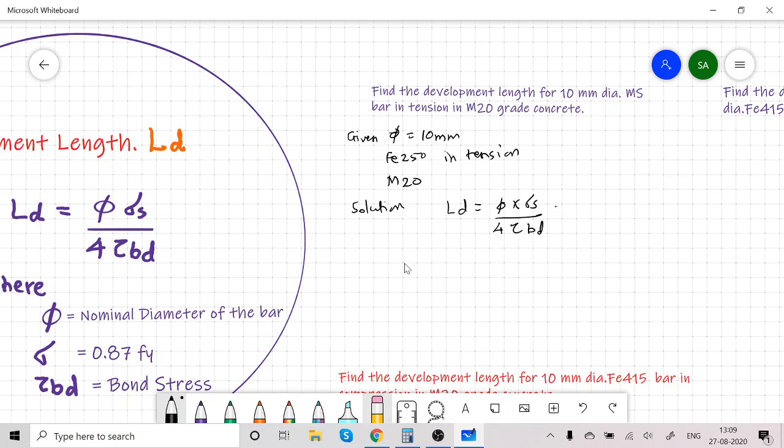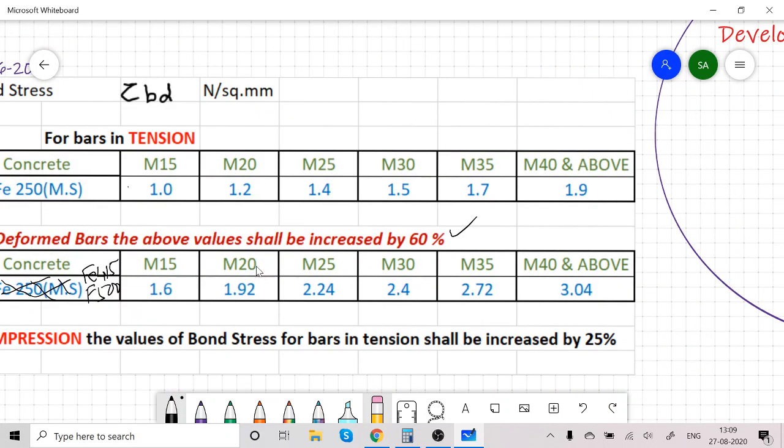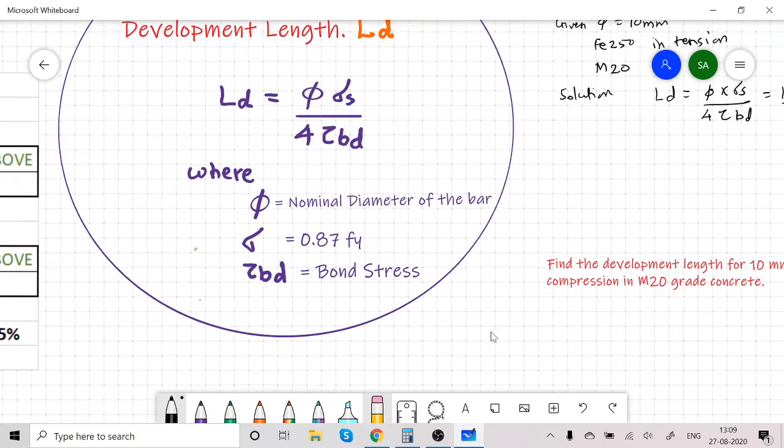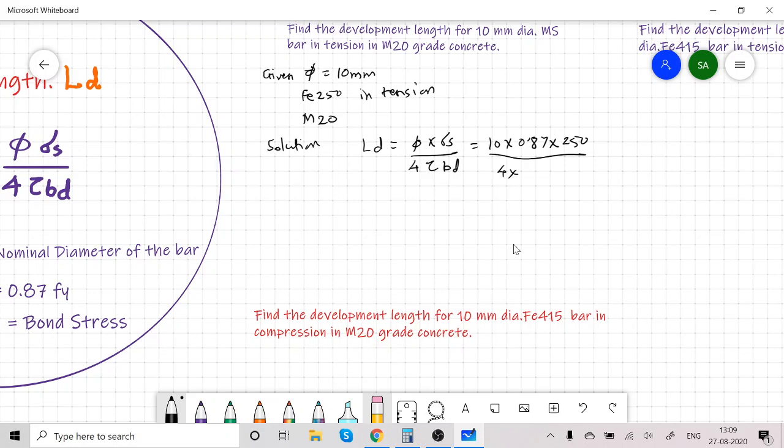So phi in this case is 10 mm. This is 0.87 Fy, with Fy 250, divided by 4 into tau BD. Tau BD for M20 grade concrete is 1.2. You can see here it is 1.2 for bars in tension, and this is for mild steel. After simplifying this, we get LD equal to 453.125 mm.